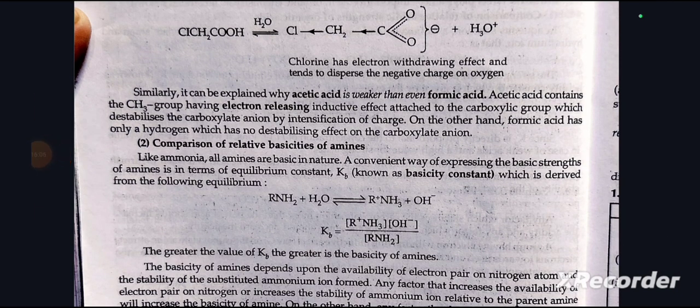Similarly, it can be explained why acetic acid is weaker than even formic acid. Acetic acid contains the CH3 group having electron releasing inductive effect attached to the carboxylic group, which destabilizes the carboxylate ion by intensification of charge. On the other hand, formic acid has only a hydrogen which has no destabilizing effect on the carboxylate ion.